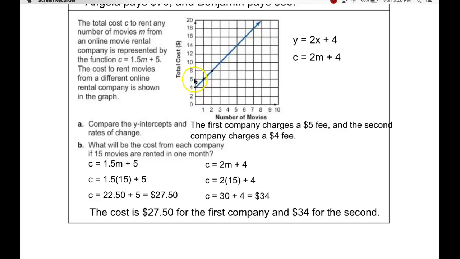Notice that these units here are going up by 2. So technically this is up 2 and over 1, up 2 over 1, up 2 over 1. So my slope should be 2. There's my equation, y equals 2x plus 4. In the context of this, using c and m as my variables, c equals 2m plus 4. So I'm going to substitute 15 in for m in that equation, which gives me 30 plus 4 equals $34. So my conclusion statement then is the cost is $27.50 for the first company and $34 for the second.